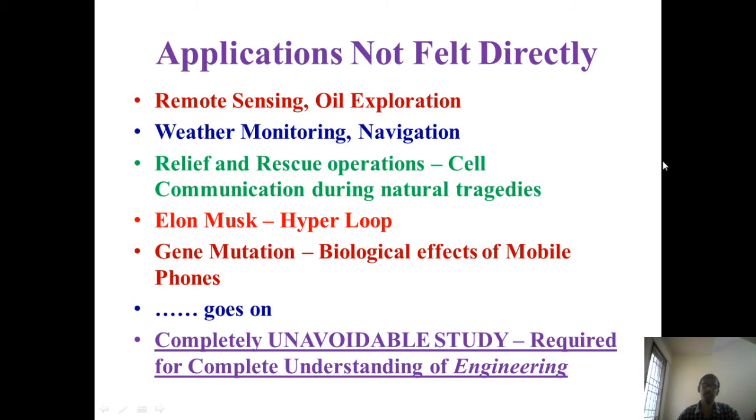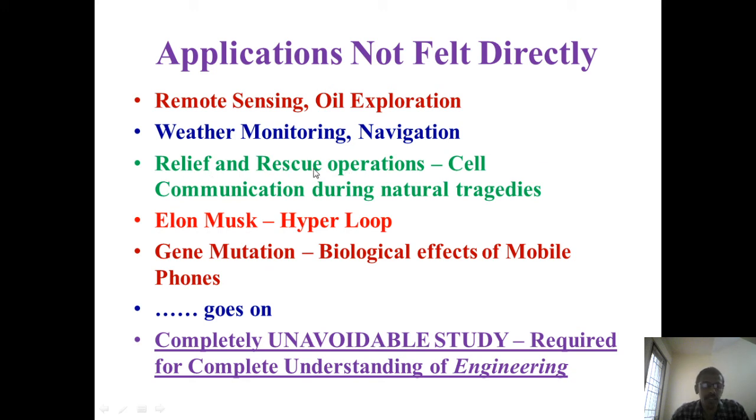Now, applications that are not felt directly, these are all quite heavy industry: remote sensing, oil exploration. Have you ever wondered how do we know that there is oil in a place? We can't go and dig at each and every point. Weather monitoring, navigation, it has become a big thing now. Everybody uses Google Maps as if nothing is happening. Right? It is the biggest example. Who connects you directly to the satellites and servers, and how are you able to navigate your way?